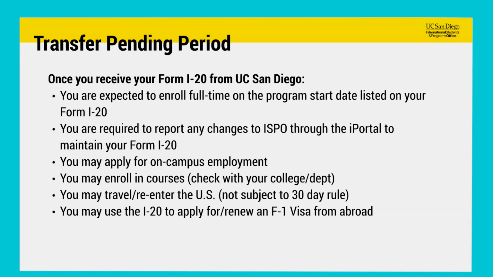You can also enroll in courses. You can travel and re-enter the United States during the transfer period. If you are a brand new student and you're not transferring, then you can enter the United States 30 days before the program start date. However, as a transfer, that rule does not apply to you. So you can travel and re-enter during the transfer period. And then also you can use this transfer I-20 to apply for an F1 visa if you are abroad, or if you need to renew your visa.